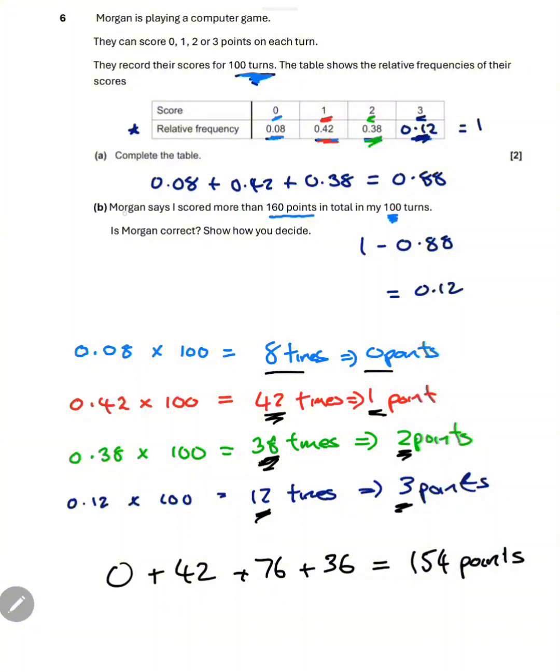That's what Morgan gets. Is Morgan correct in saying they got more than 160 points? No, my mate Morgan is wrong.